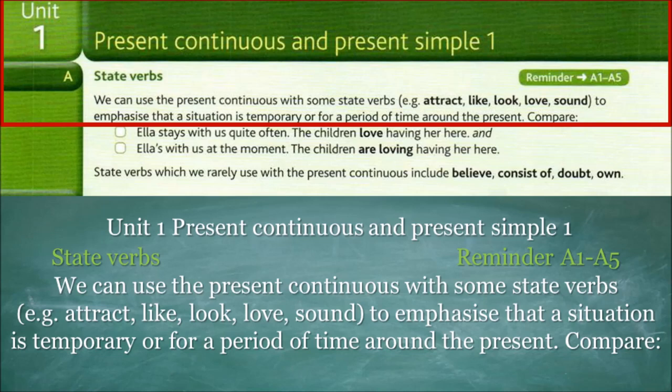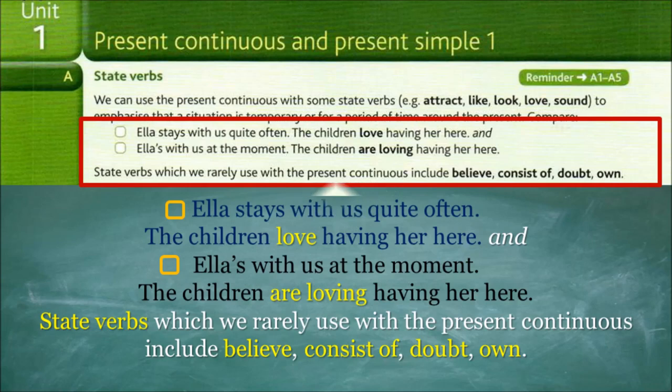We can use the present continuous with some state verbs, for example, attract, like, look, love, sound, to emphasize that a situation is temporary, or for a period of time around the present. Compare. Ella stays with us quite often. The children love having her here. And Ella's with us at the moment. The children are loving having her here.